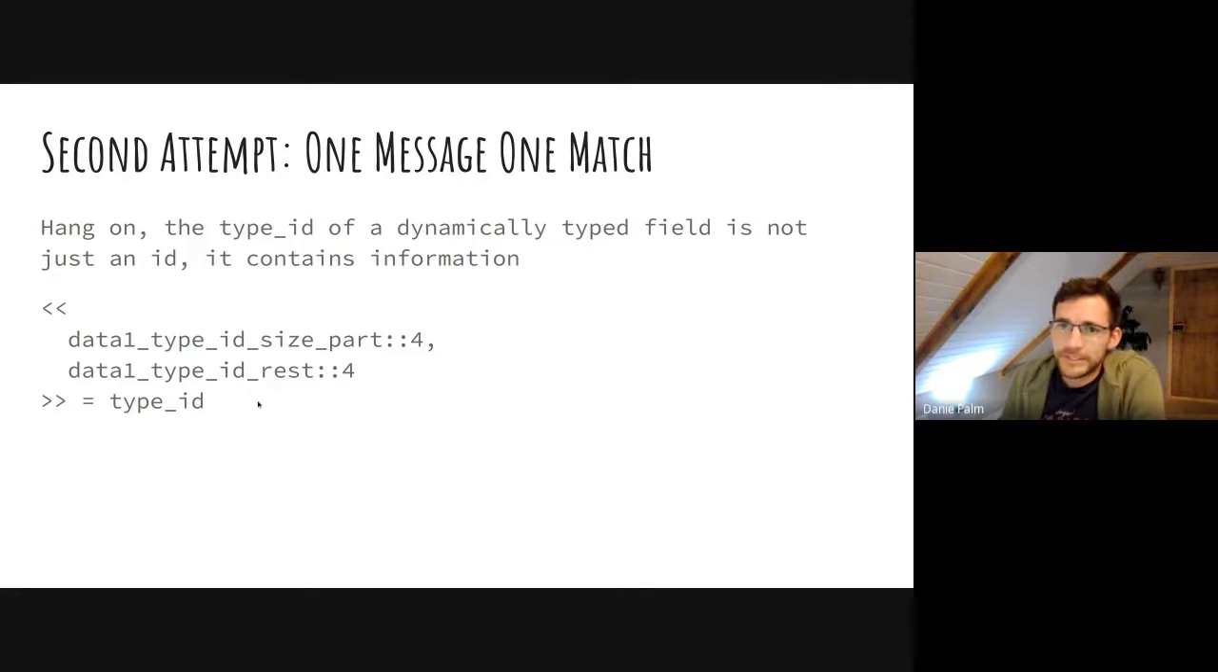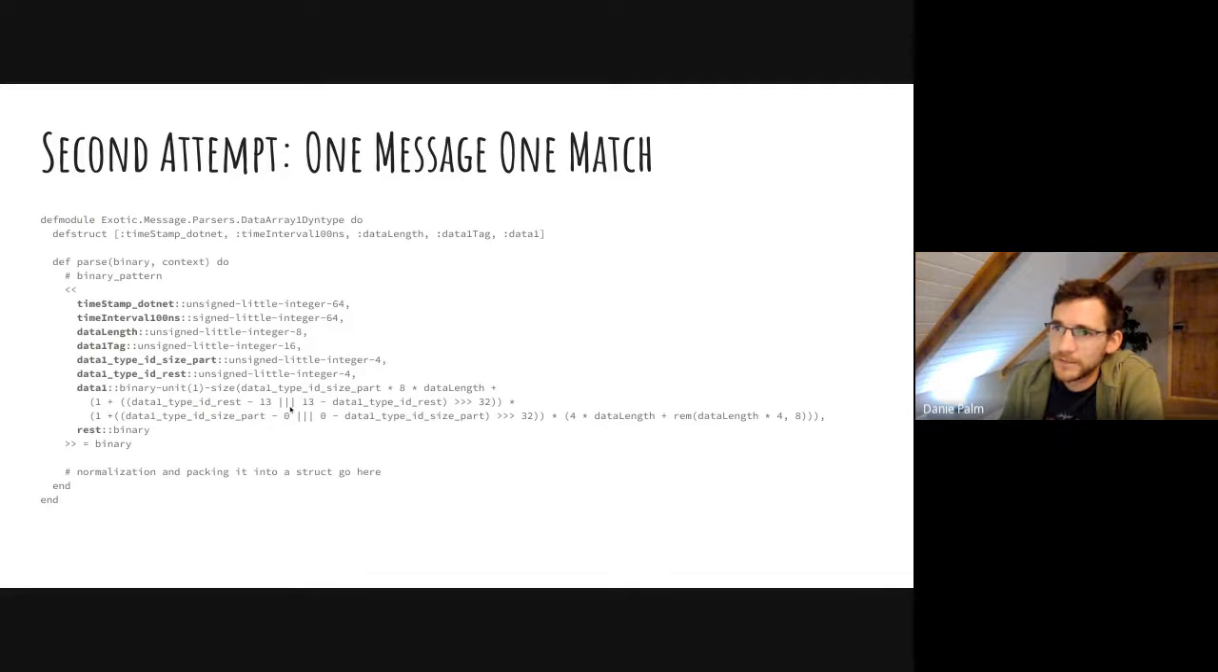So armed with this knowledge, I went back, and this time I'm going to parse everything in one go from this binary. I start with a timestamp. I know a timestamp is an integer of 64 bytes. I know time interval is similar but signed. It might actually be a bug, I don't know if it's signed or not. And then I know that it's followed by length, and I know how the length is encoded. Then there's a data tag telling me what kind of data I'm dealing with, and I know how that's encoded.